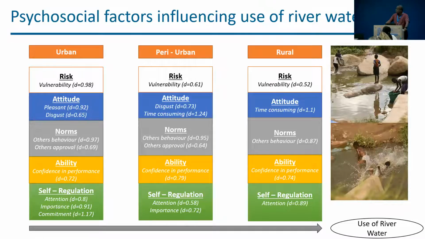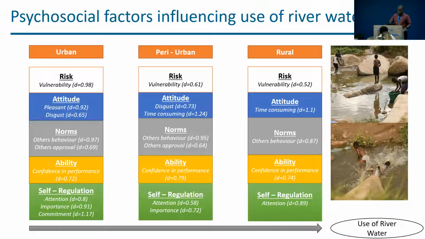In terms of psychosocial factors influencing use of river water, drain water, and animal feces, generally similar psychosocial factors were found across all the 3 study locations. As we can see, for instance, this slide is showing findings related to use of river water. Vulnerability was noted in all the questions, implying that those who used river water felt that they were not at risk of contracting AMR through such practices. Similarly, we noted similar findings across all the study locations related to norms, ability, and self-regulation factors.